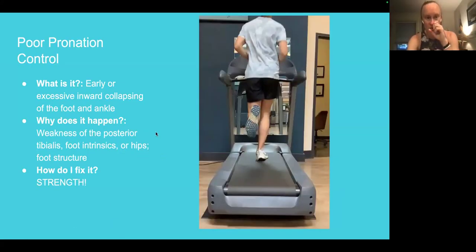Okay, so pronation control. Again, one of those big bad words in running. People think pronation is bad, and pronation is actually part of running and walking gait. If we don't pronate, or if we underpronate, that can be a problem too. So it's not all bad. It definitely has to happen within running gait or walking gait.